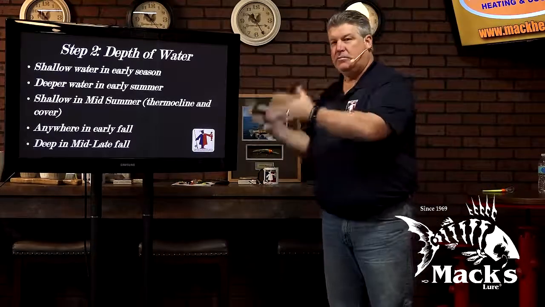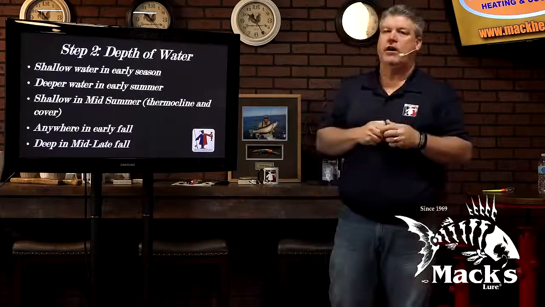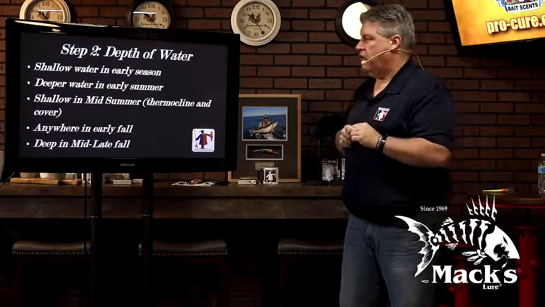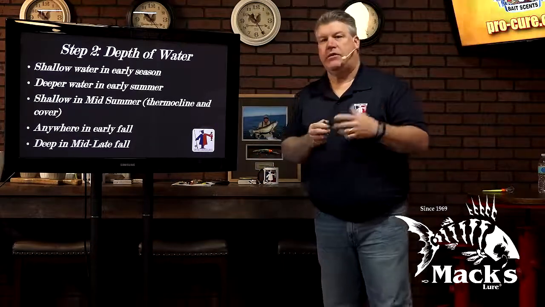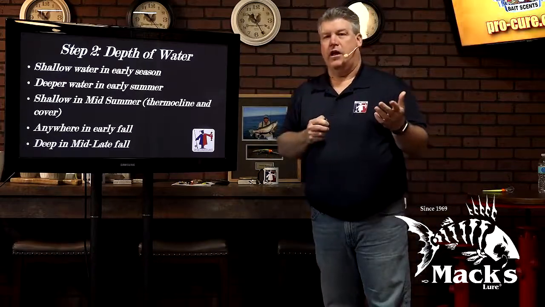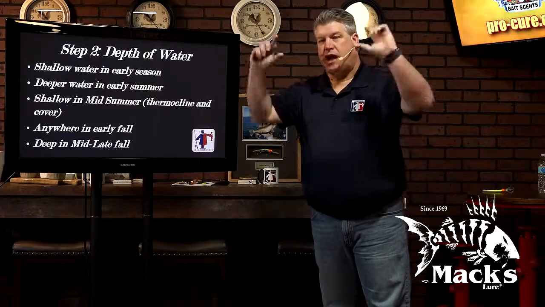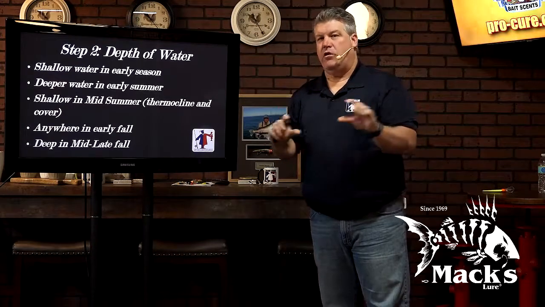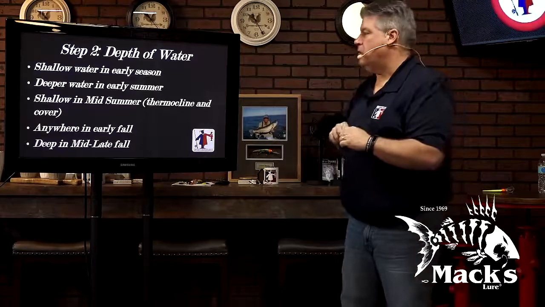If they're not in spawn mode, they're going to head to a little bit deeper water if there's available bait fish down there. That's absolutely critical. Remember, though, in midsummer, if you got a body of water that's more than 30 or 40 feet deep, we may get a thermocline, which means we're going to get stratification. The top part of the water column is going to be warm. The bottom is going to be cold with no oxygen. There's a layer in between called the thermocline.